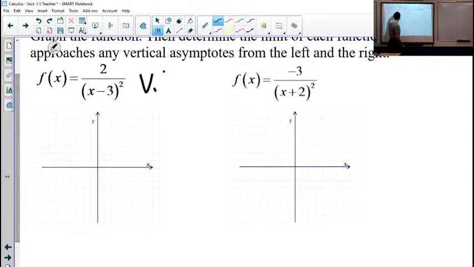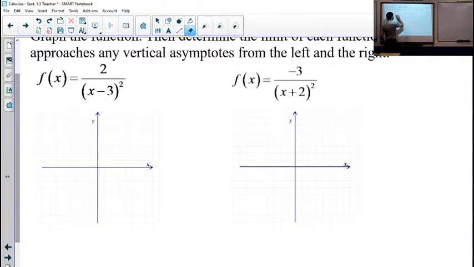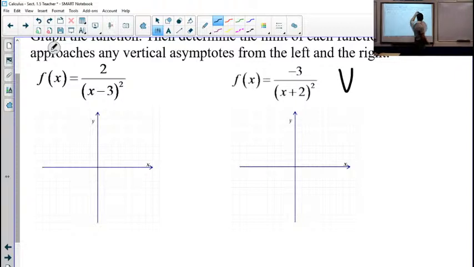So the vertical asymptote here. Let's do this one, actually. Change my mind. We're doing this one. Where's the problem? Where can I not plug in for x? Negative 2. X equals negative 2.